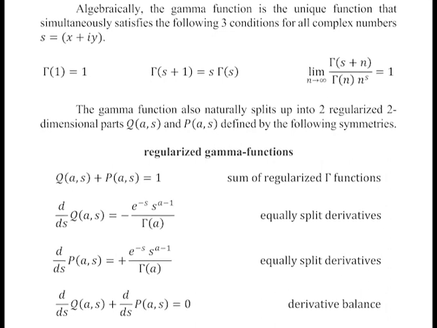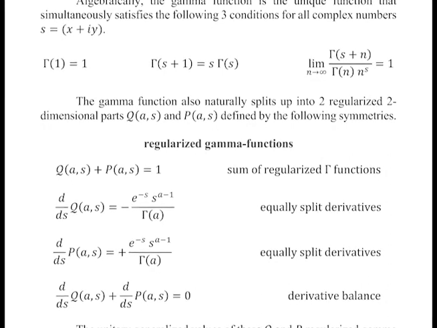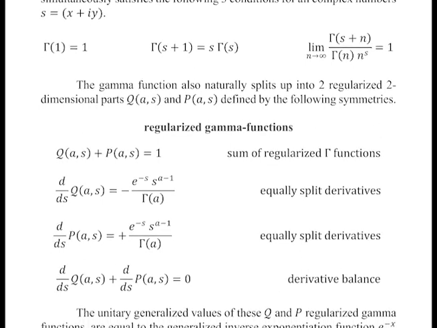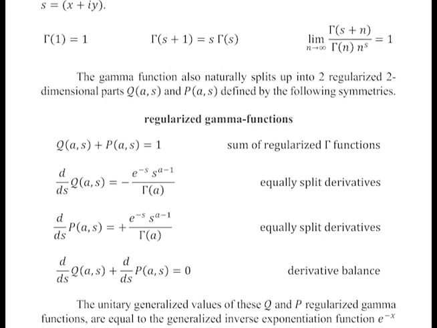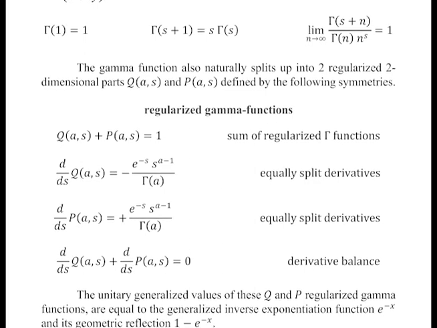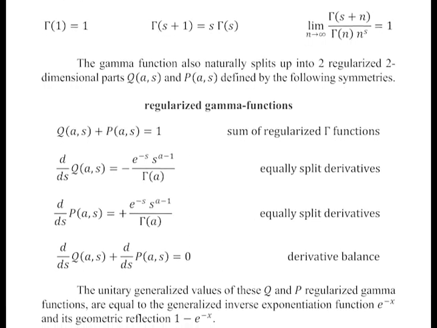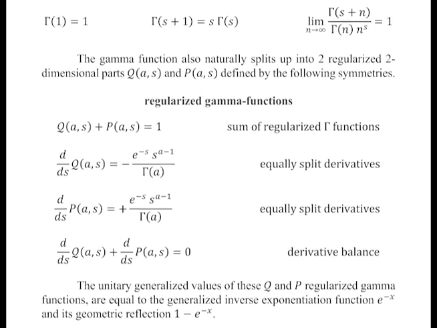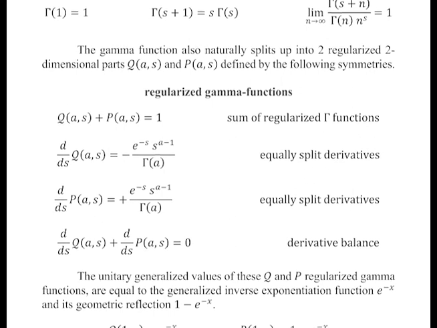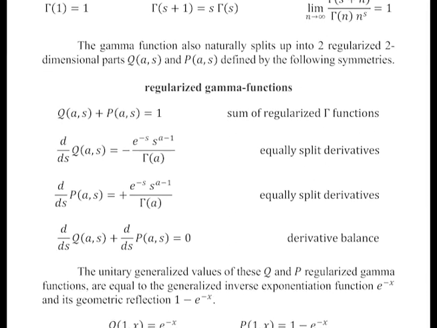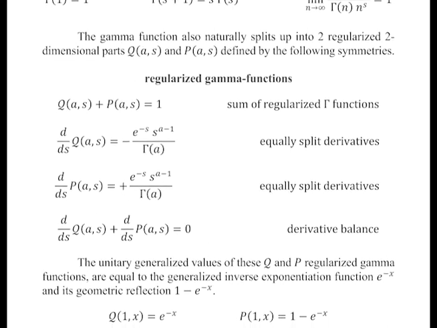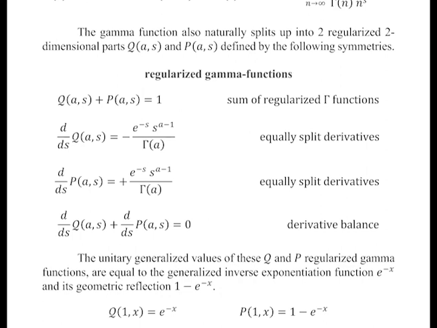Perhaps the most beautiful way to look at the gamma function is to look at how it naturally splits up into two regularized two-dimensional parts, the Q of a, s and P of a, s, defined by the following beautiful symmetries. The two parts added together equal 1. If you take the derivatives of each of those parts, those derivatives will be exactly opposites of each other, just in sign. They're equal, but opposite in sign. Therefore, if you add the derivatives together, they're equal to 0. These elementary splittings are absolutely beautiful.